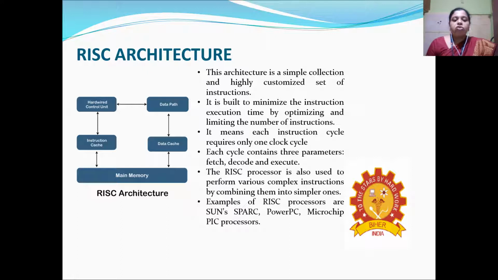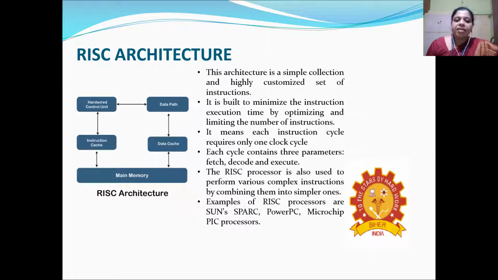Moving on to the RISC architecture. In the block diagram here we can see we have main memory, instruction cache and data cache, and the control unit is going to be a hardwired control unit. This architecture will have a set of customized instructions. The main purpose of this architecture is to minimize or reduce the instruction execution time. How is that possible? We have to reduce the number of instructions, so that each instruction requires only one clock cycle.